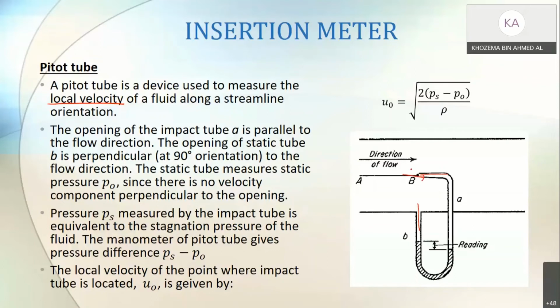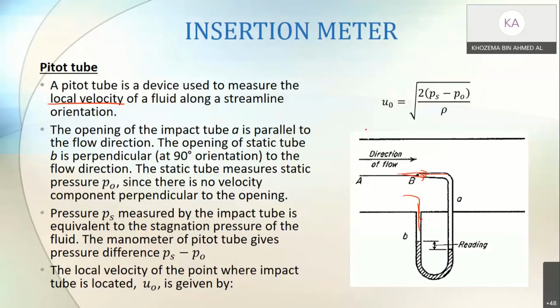Based on these two flows, you will have a pressure difference again. This is your manometer. Because one flow is parallel and one flow is perpendicular, you will have a pressure difference. Based on this pressure difference, the local velocity will be calculated. If you look at this equation here, it is similar to the venturi and orifice meter equation, but this is easier.